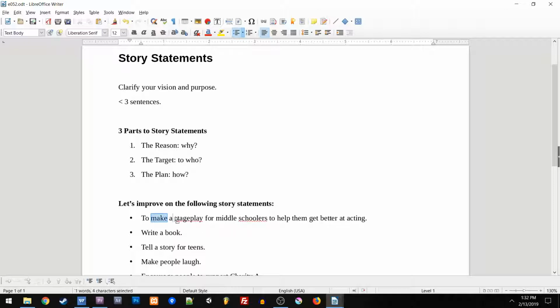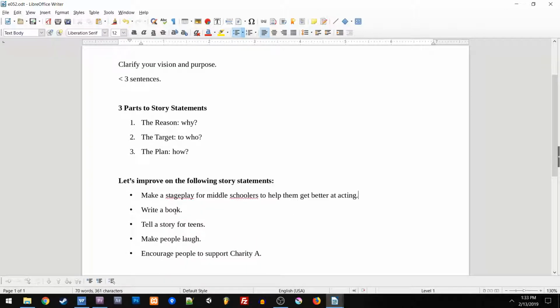So we have make a stage play, so that is the plan, the how. For middle schoolers is the target, and the reason is to help them get better at acting. So what we've got here are the 3 parts. So a story statement could be, make a stage play for middle schoolers to help them get better at acting. That gives us a vision, that gives us an overall direction, and of course we can add to this. We could state a genre, perhaps we have a genre or a theme, but this is a good direction for now because we already have some ideas of what it could include, what it wouldn't include.